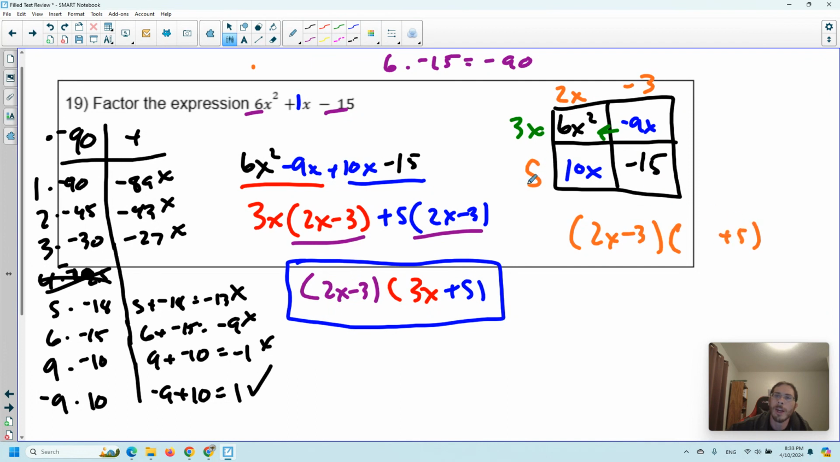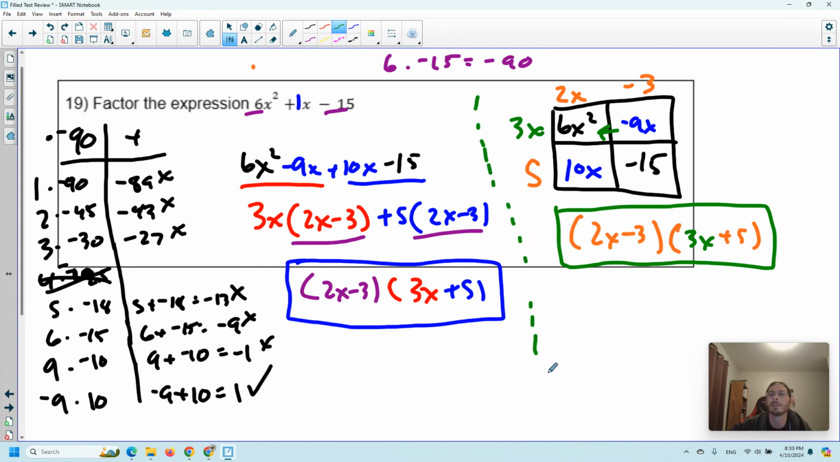We got a positive 5 here. That's what we want. And then we got a 3x. That's what we want too. Perfect. All right. So we got the same answer either way. So you can use either method, whichever one you like the best. Again, that one feels like it took a long time. We spent a long time guessing over here, and we did it twice. So there we go.